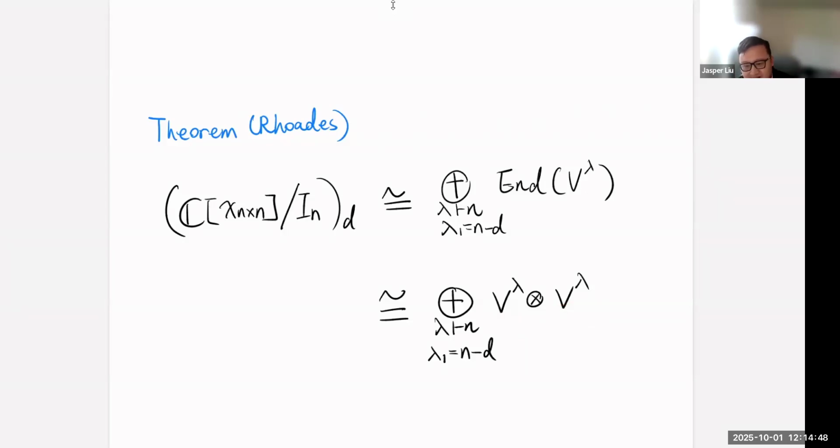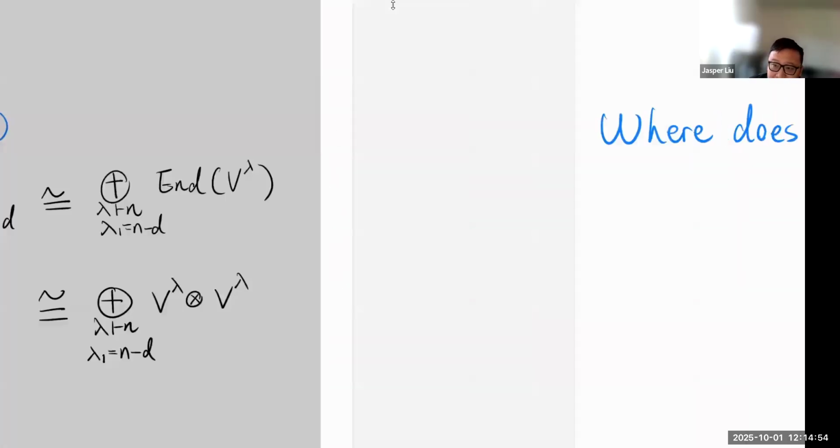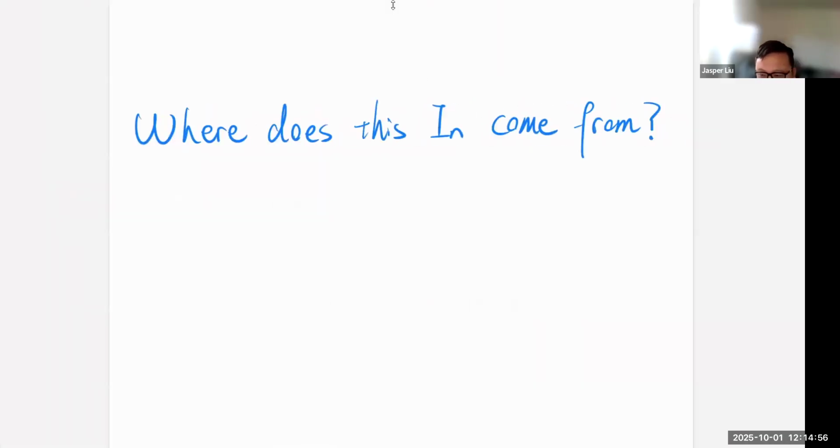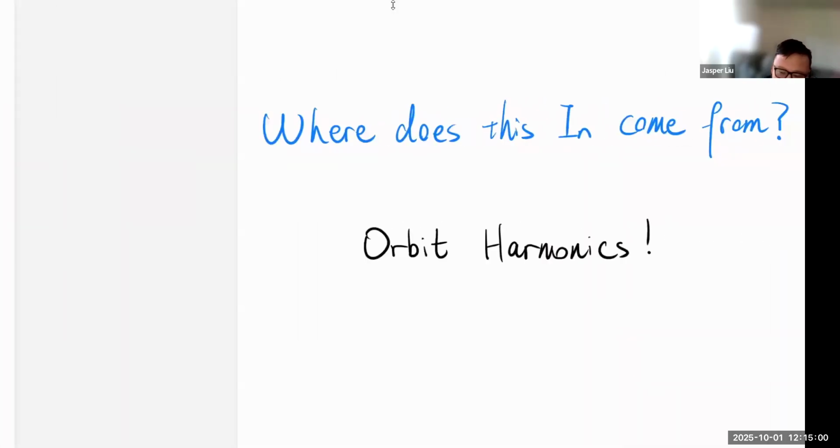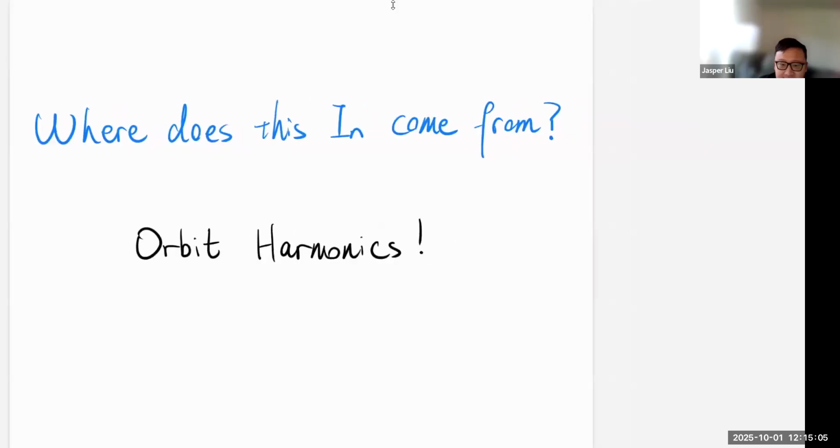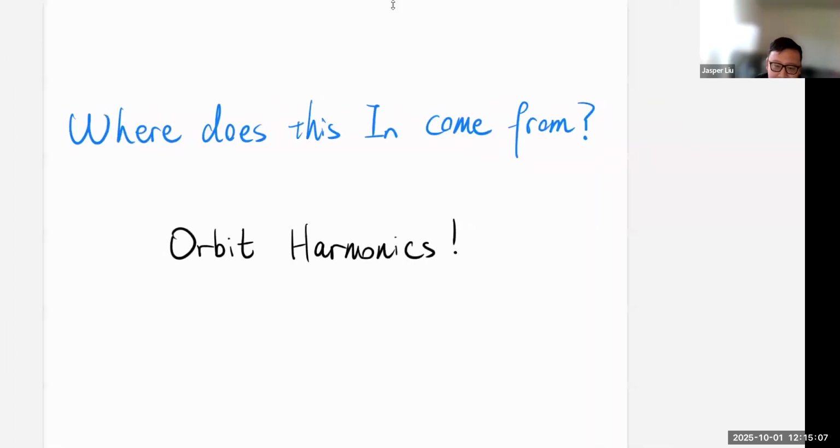So these are some really nice and pretty neat results. But I guess a lot of you have this question right now. Where does this ideal actually come from? And the short answer is, it comes from orbit harmonics. So what is this orbit harmonics?